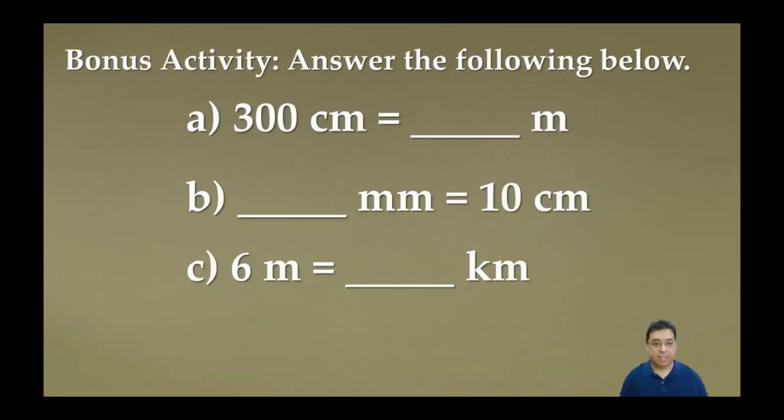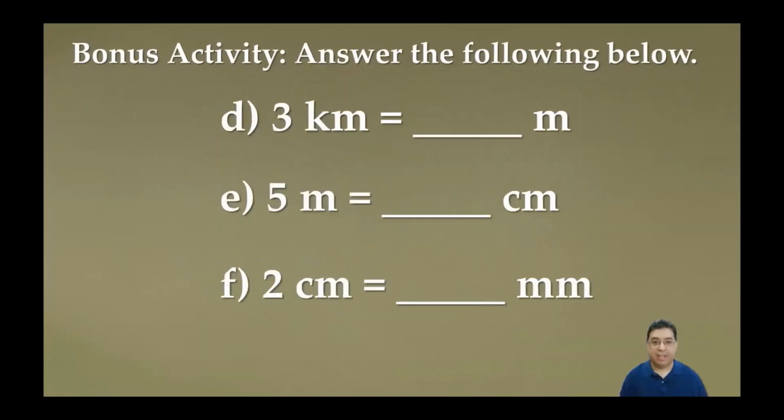So for the bonus activity, we're just going to answer the following below. I've got letters A, B, and C here, and then you're just going to write what the length is based on the amount that's already been given to you here. Okay, so I've got this one here, and then I've got 3 more here that's basically doing the same thing. Okay, so read what the lengths are and then write down what the equivalent or what the equal length is.